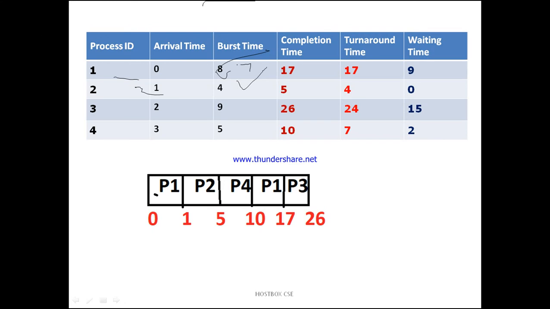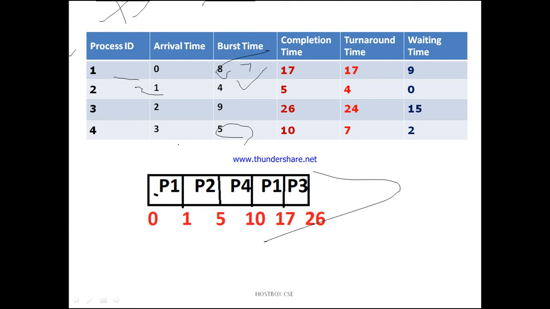I already made the Gantt chart here. Now P2 and P4 are over. What are the remaining processes? P1 and P3. P1 has burst time 7 and P3 has burst time 9. The lowest one is P1, so the CPU executes P1. 10 plus 7, 17, so P1 takes a total of 17 milliseconds to complete. At last P3 has burst time 9, so 17 plus 9, 26. P3 will complete at 26 milliseconds.